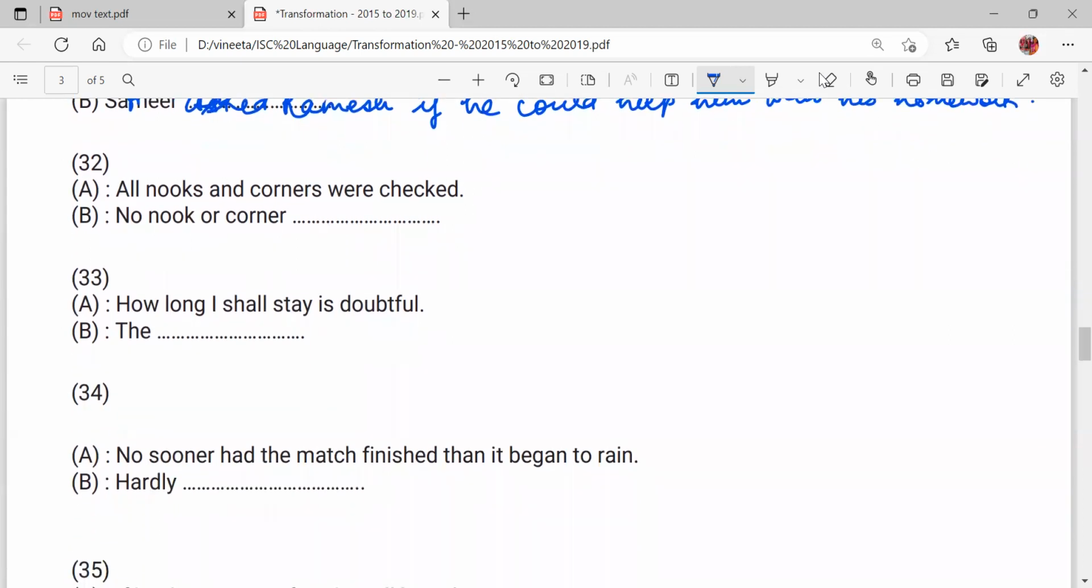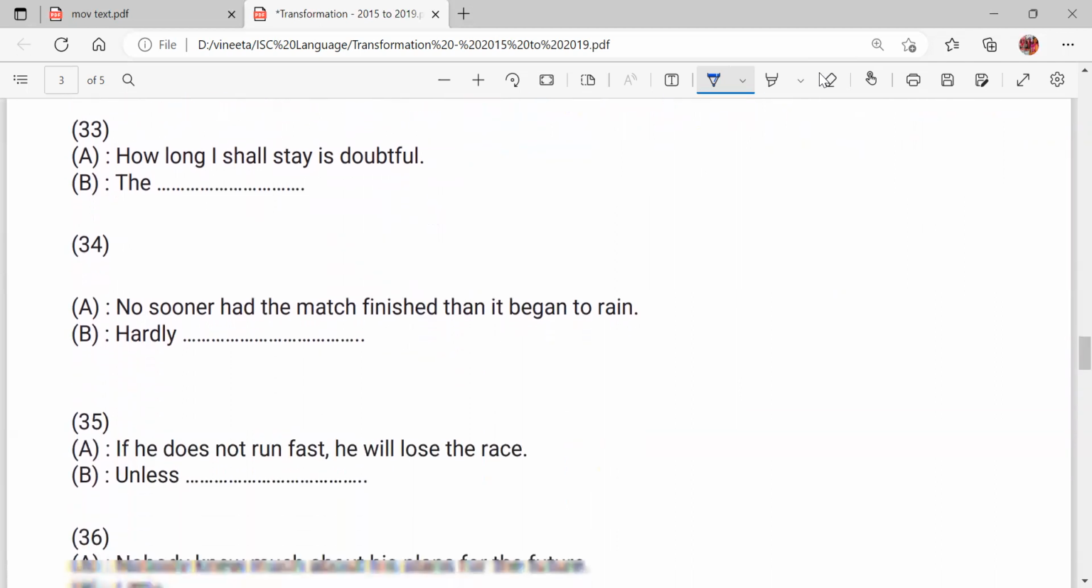Again, all nooks and corners were checked. Again, the sentence is repeating. No nook or corner was left unchecked, right? I'm not writing it because it is repeated.